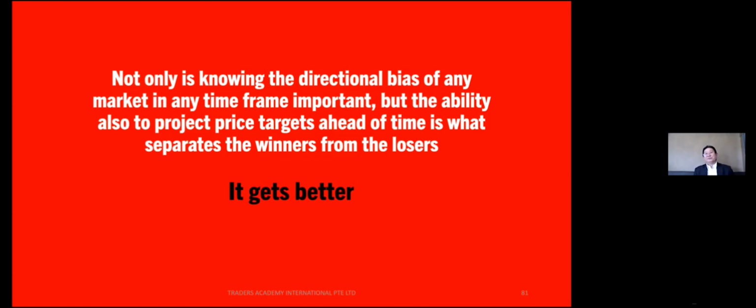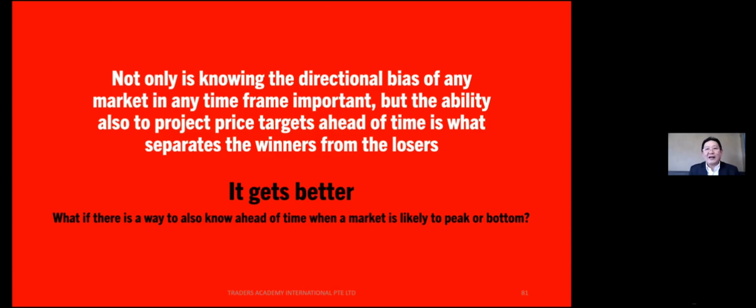But it gets better. How does it get better? What if there's a way to even know when? You know the what, I mean, you see the direction, you know where to enter a position, you know also where to exit if you're wrong, you also know where to take profit, because you can project forward the pricing, right? Now imagine if you can tell when. How much is this worth to you? I only have one word. It's priceless.